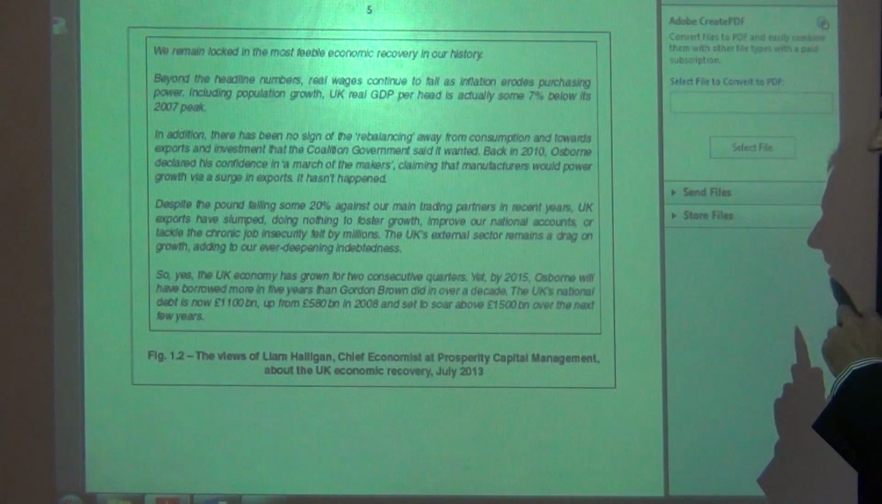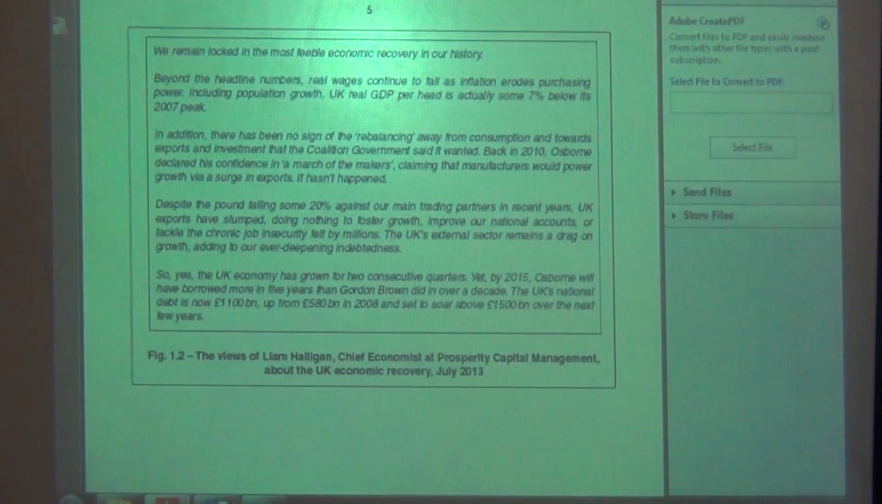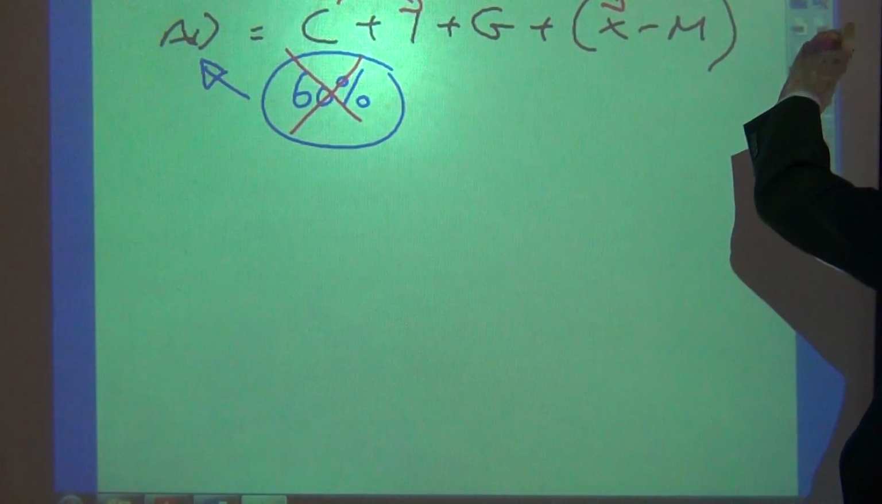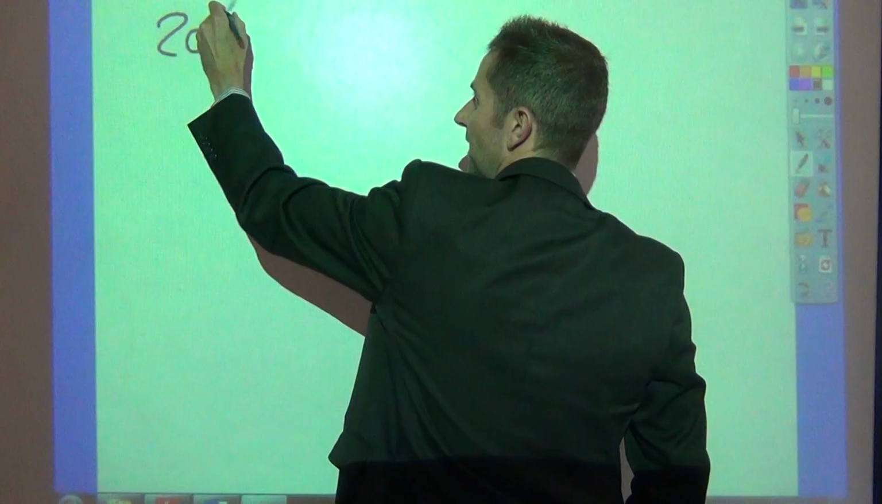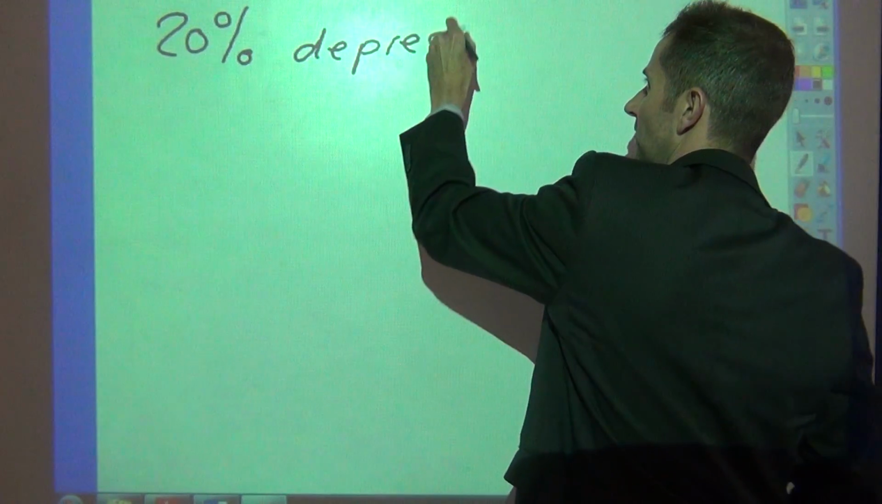Okay, next point, an interesting point about the currency depreciation. Despite the pound falling some 20% against our main trading partners, UK exports have slumped. So we've had a 20% reduction in the exchange rate, a 20% depreciation of sterling.